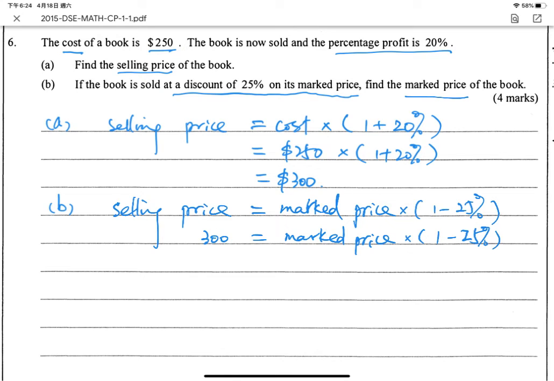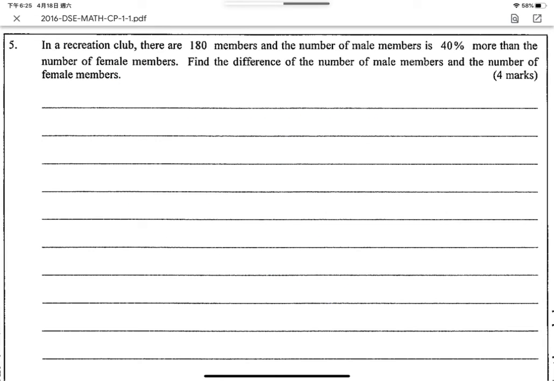So we can divide by 1 minus 25% on both sides. So we get mark price equal to $300 divided by 1 minus 25%, which is 0.75. 300 divided by 0.75, we got $400. Okay, the mark price is $400. So okay, then that's it for this example. So let's move to the last example for percentage.